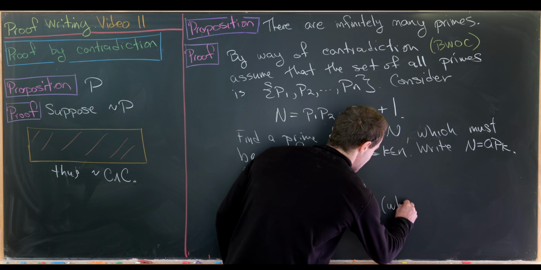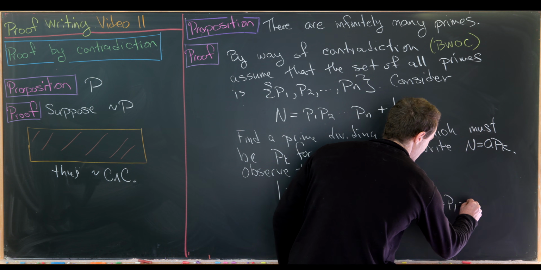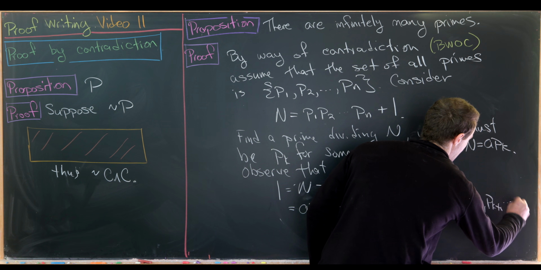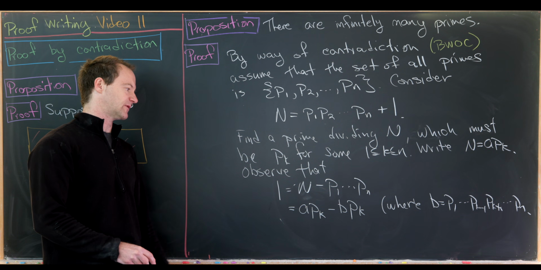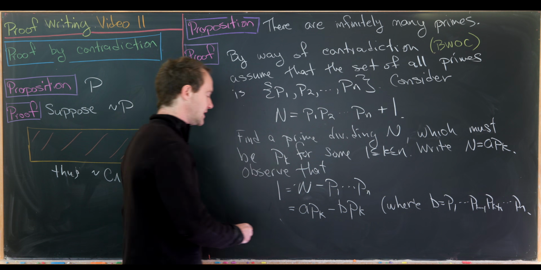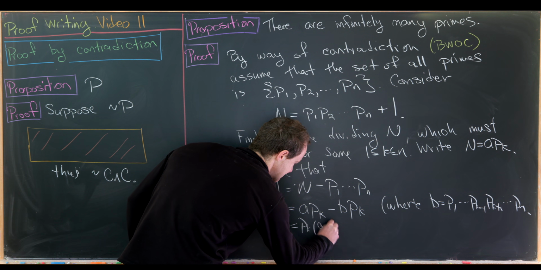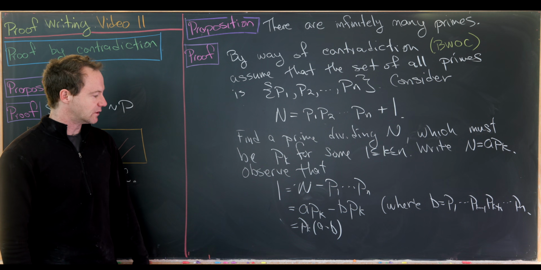And then maybe over here I'll say that B is equal to the product P1 up to pk minus 1, pk plus 1, all the way up to Pn. So it's going to be the product of all of those primes except for pk. But now we can factor a pk out, and we'll see that we have pk times A minus B. But that leads us to a problem.